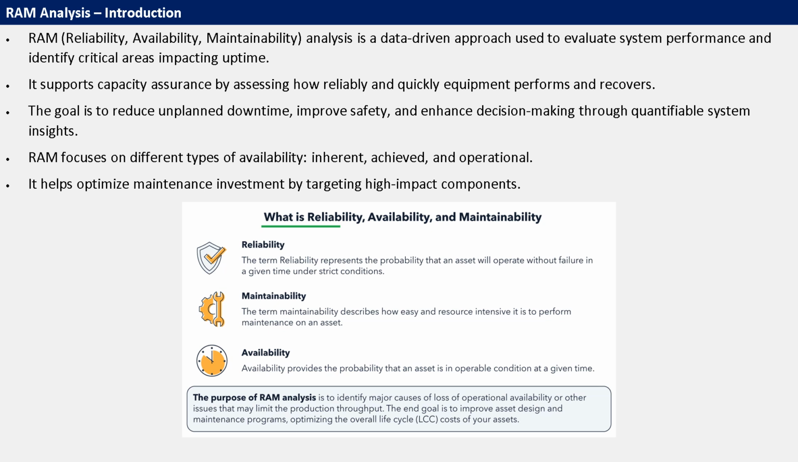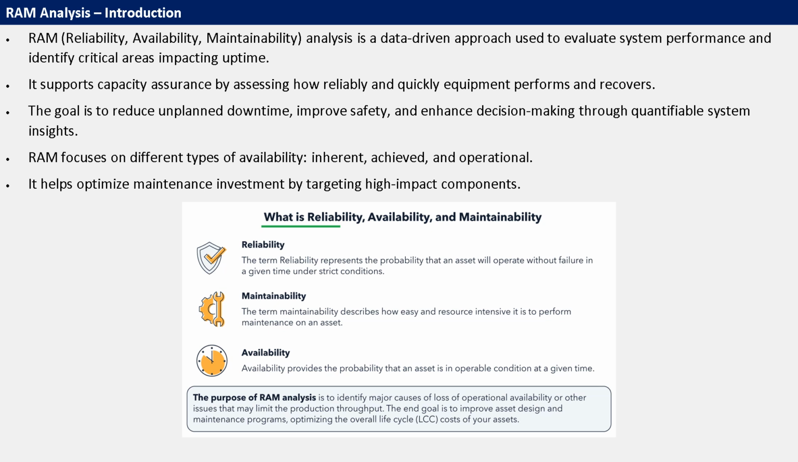Achieved availability, AA, includes both corrective and preventive maintenance, and reflects more realistic operating conditions. Operational availability, AO, includes all downtime: repairs, waiting for spares, logistics delays, labor availability. It represents real-world availability, what the plant or site actually experiences, and is most important from a business outcome perspective. Understanding these categories allows teams to pinpoint whether downtime is due to equipment issues, people, parts, or process delays.